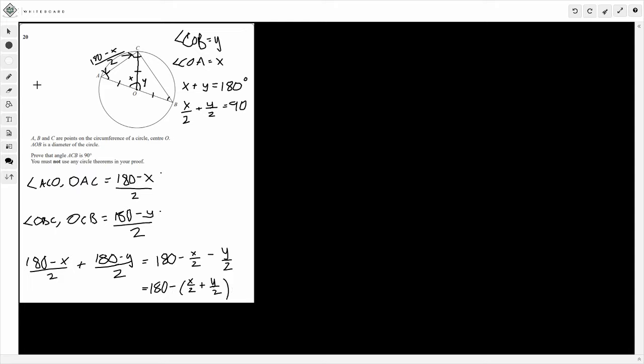So what that gives me now is 180 minus this bracket here. Well, this bracket is 90 degrees. That's what we've just worked out. So if that's 90 degrees, what we know now is that this is 180 minus this bracket, which is 90. So 180 minus 90 gives me 90 degrees. And we've proven that the angle ACB is 90 degrees. And there we go, that's the proof complete.